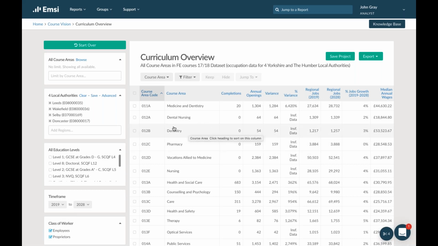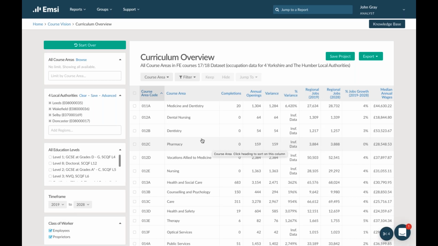As an example here, if this college was running dentistry programs, so clearly here they're not, there's 0 completions, yet there are 54 annual openings. So that could be something you want to look at in more detail as to whether you could run dentistry, and pharmacy is another example of that. So that's the curriculum overview report, to give you a nice broad overview, mapping your curriculum to labour market data.